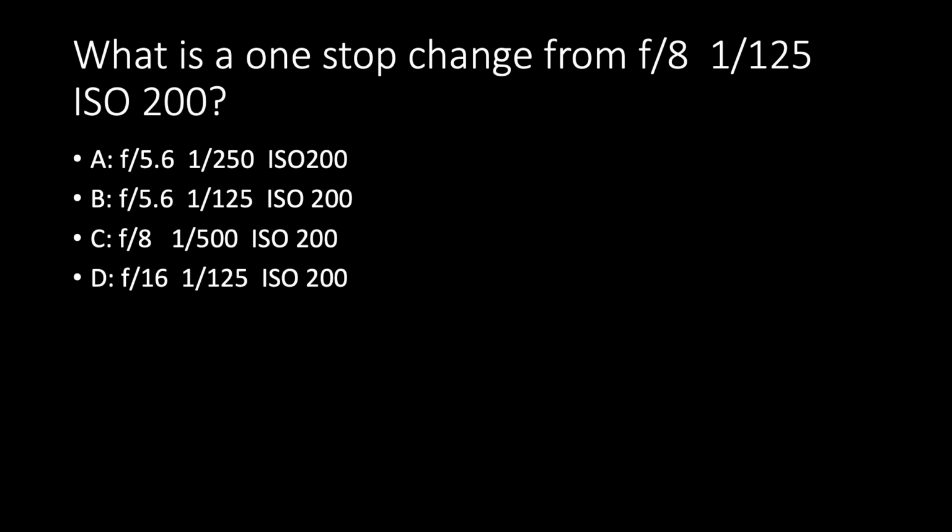Which one of these, let's put it all together, is a 1-stop change if we start at f8, 1/125th of a second, and ISO 200. Let's think about this one for a little while. Use pencil and paper if it's helpful. Use the click stops on your camera if it's helpful.